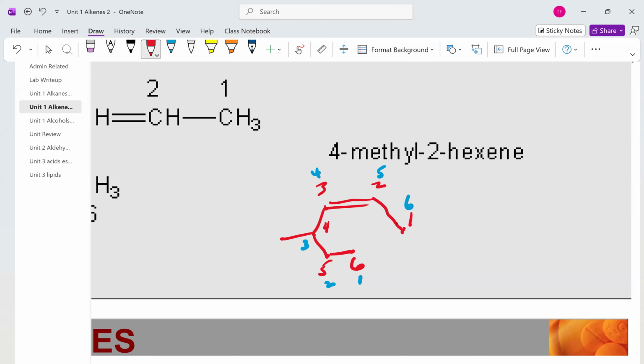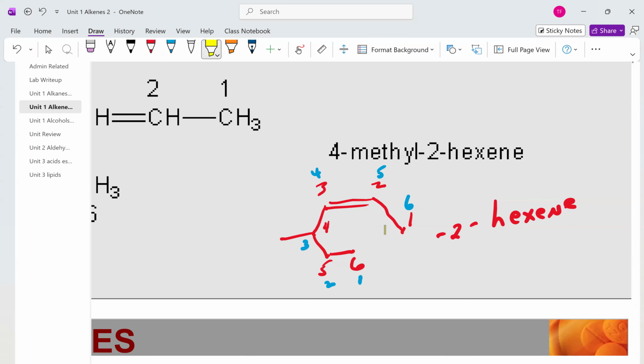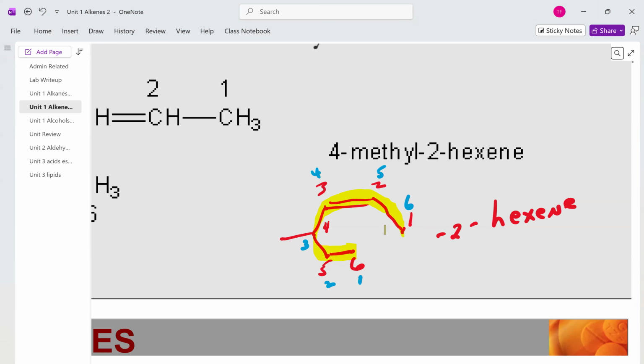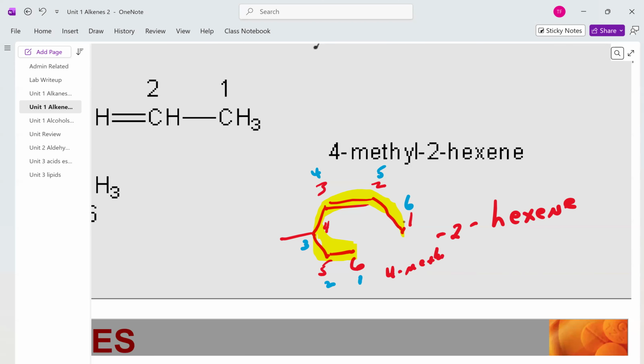Okay, so it's 6 carbon long. That makes it a hexene. Because it's a double bond, we have to say what carbon the double bond starts on, which is carbon number 2. And we have a branch at carbon number 4. So let's get our backbone on. And that's at carbon number 4. That's 4-methyl-2-hexene.